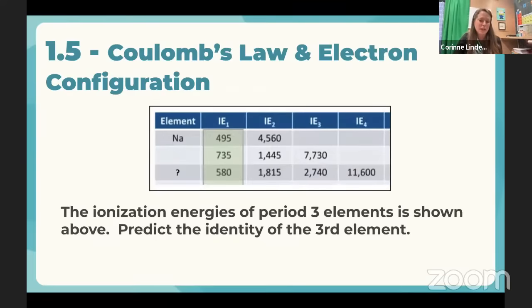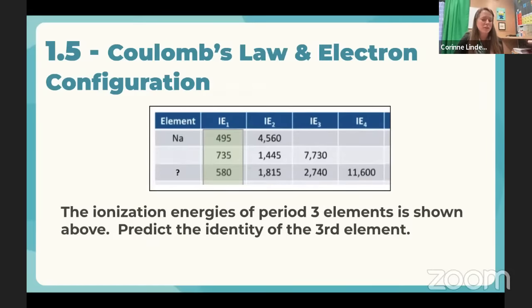So let's say we're given ionization energies. We're asked to identify this third element. So we know we are in period three. Again, the periods are the rows on the periodic table. So we are given sodium. And if you look, there's a significant jump between the first ionization energy versus the second. And that's going to indicate that we're moving from the valence electrons to an inner shell electron.